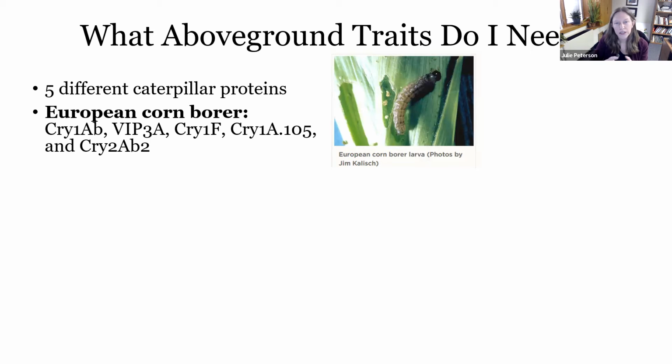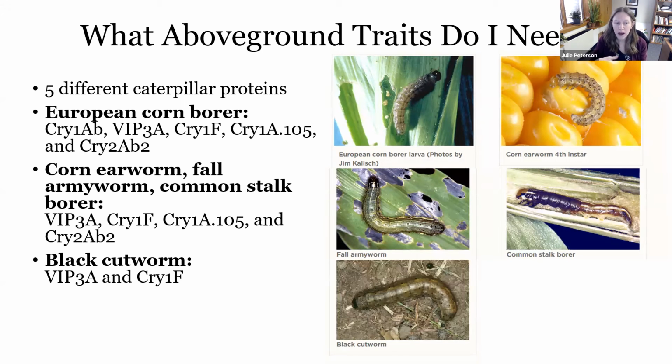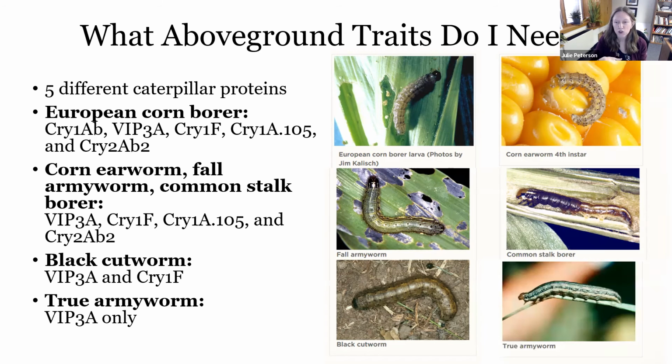European corn borer was the first insect that was targeted with Bt, and all 5 of those proteins work quite well against European corn borer. Some other insects that we can find in Nebraska: corn earworm, fall armyworm, common stalk borer. 4 of those 5 proteins are effective against them. Black cutworm, only 2 of the proteins work for black cutworm. And then finally, true armyworm, there's really just one of those proteins, the VIP3A, that works against that insect.